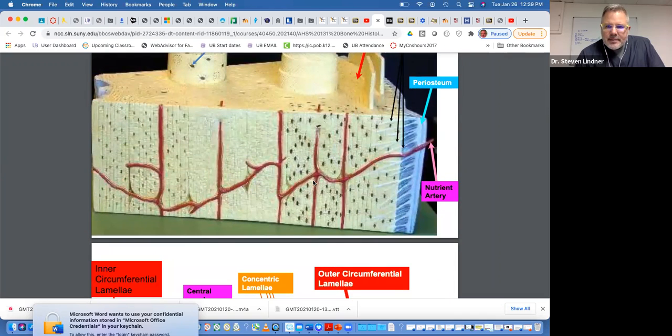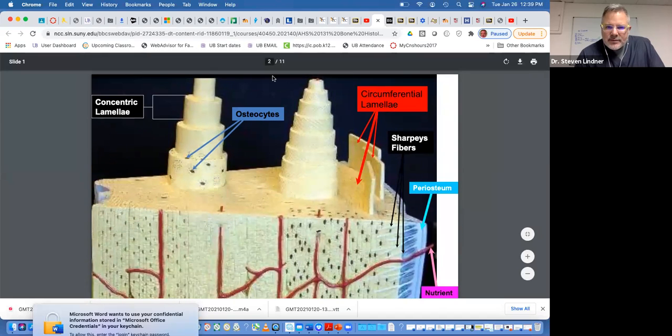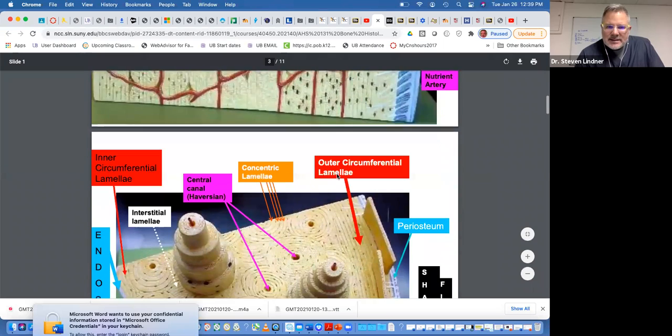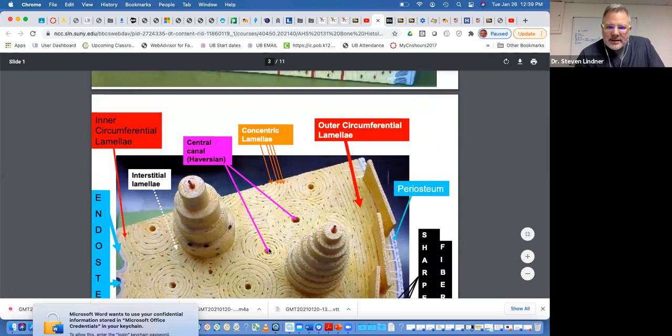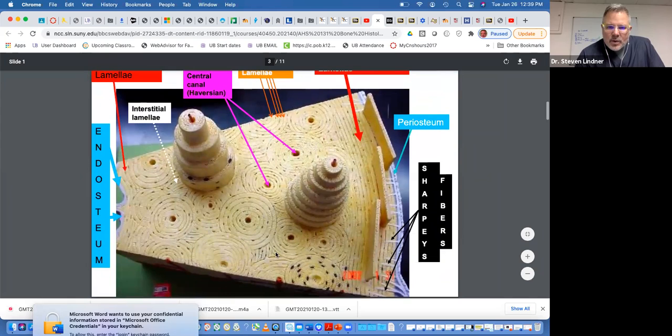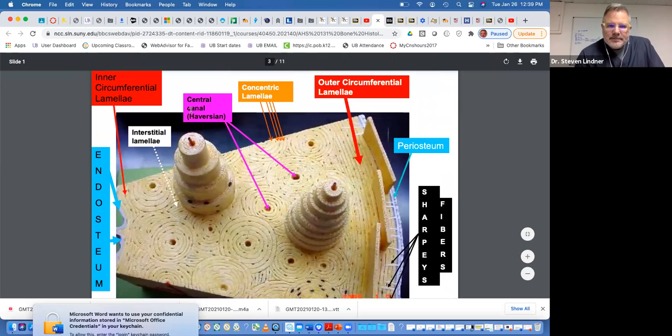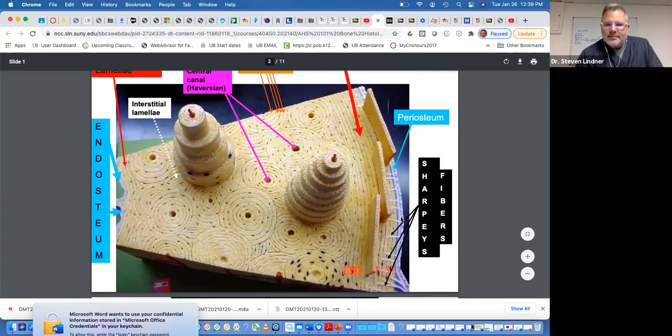That nutrient artery that broke through, and then you see how it runs through the center. It runs right through the center of each of these osteons. That center is here, here, here. All of these holes, you can see the blood vessel there. That's called the central canal, also known as the Haversian canal. So blood vessels travel through there. Here's the periosteum. That was that outer layer. That's where the nutrient artery perforated through. And all the way on the inside, on the left-hand side, that's the endosteum.